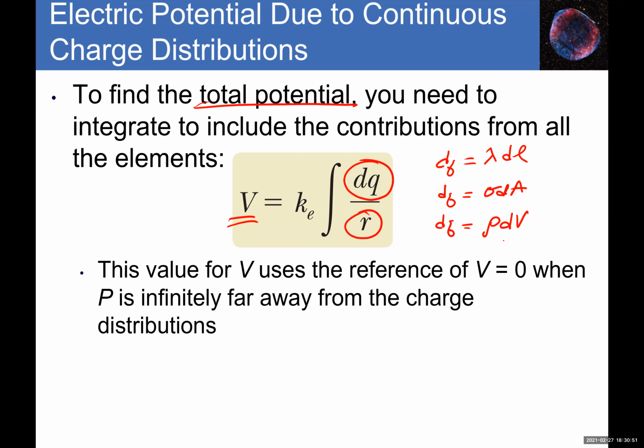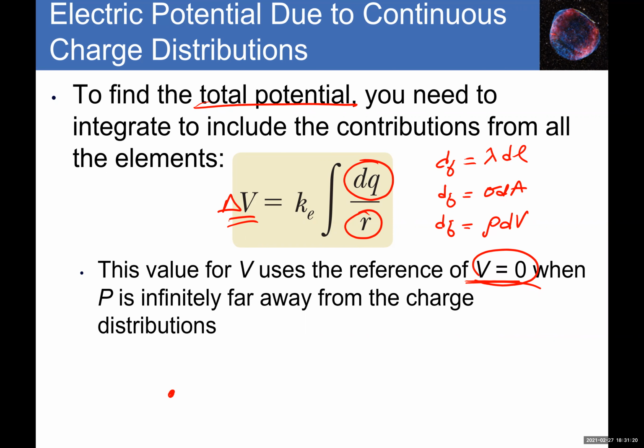Okay, but in any case, this is technically delta v, but we use v equals 0 when the other point of interest is infinity. That means when we are finding the potential, it is the potential relative to some other point. To make it simpler for us, that other point is infinity, and we know that the potential over there is 0.